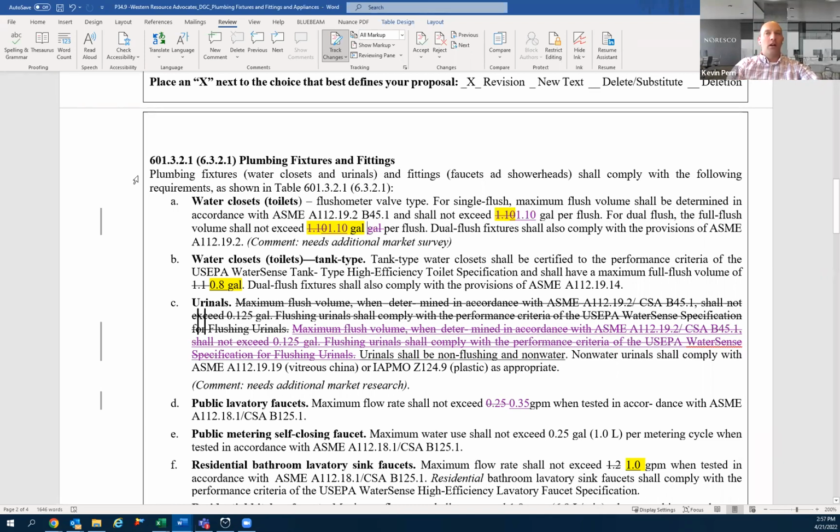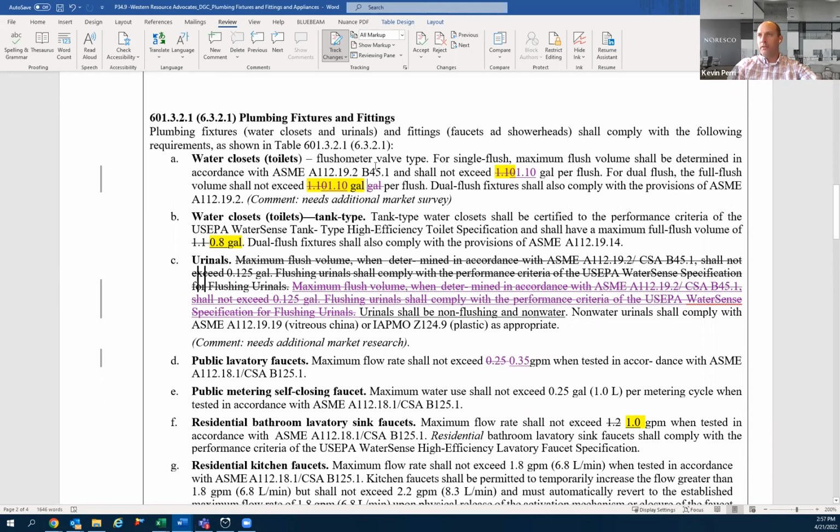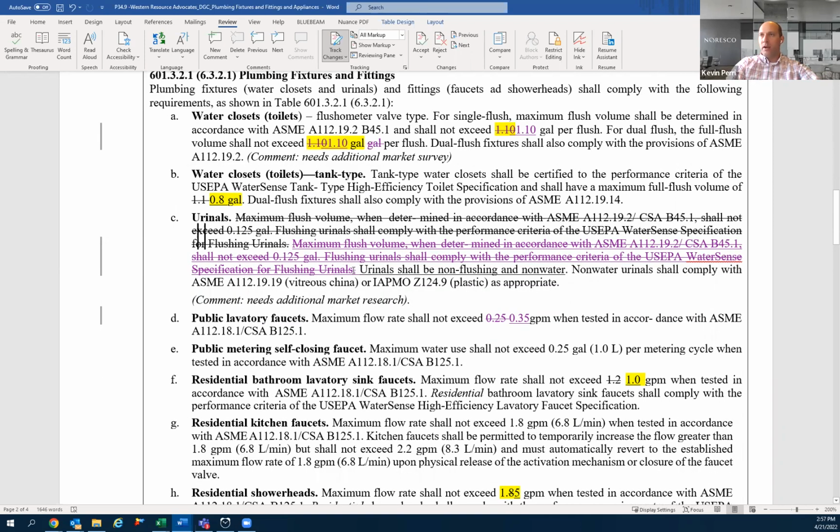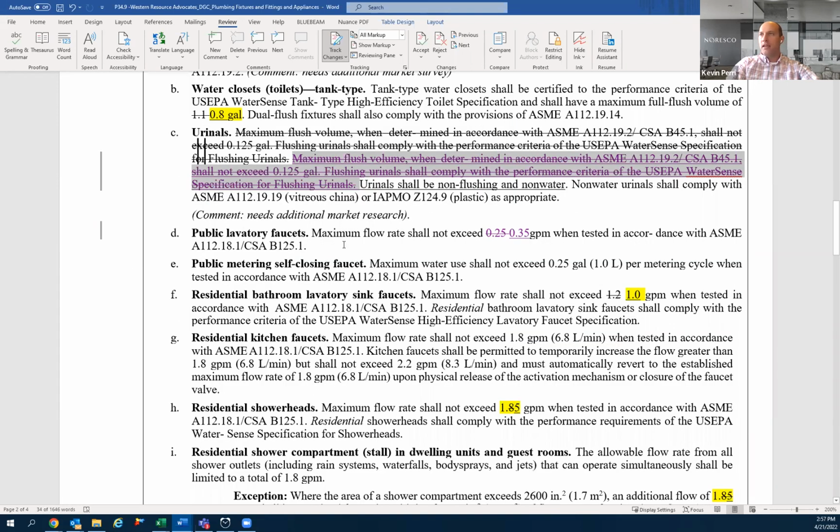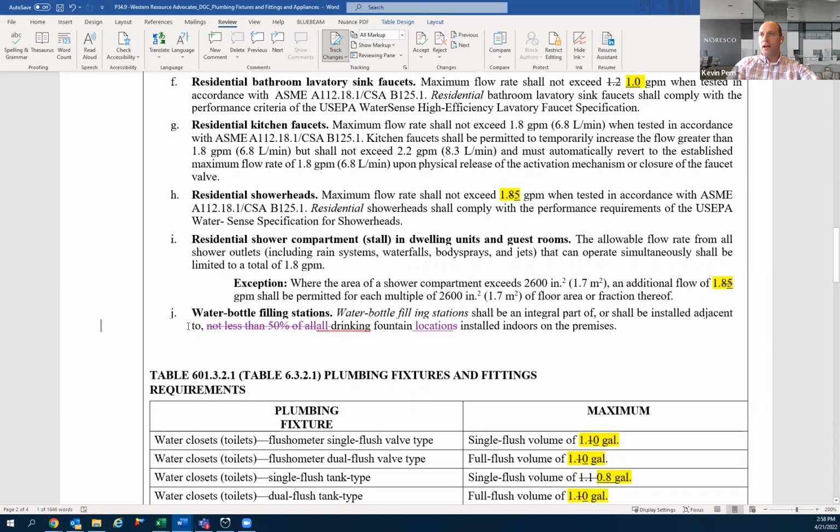We are going to vote on these 4 items. So actually 5, I believe. In A, we've changed it to 1.10 gallons per flush, along with the dual flush. In C, we've added this paragraph back in, even though it's struck on my screen. We will fix that. In D, we've changed it to 0.35 gallons per minute. And then in J, we've updated the verbiage on there. So we are voting on just those amendments. Then we will vote on the proposal separately.